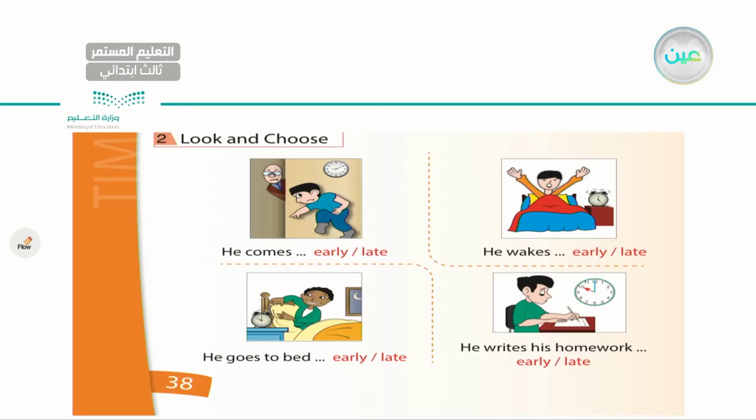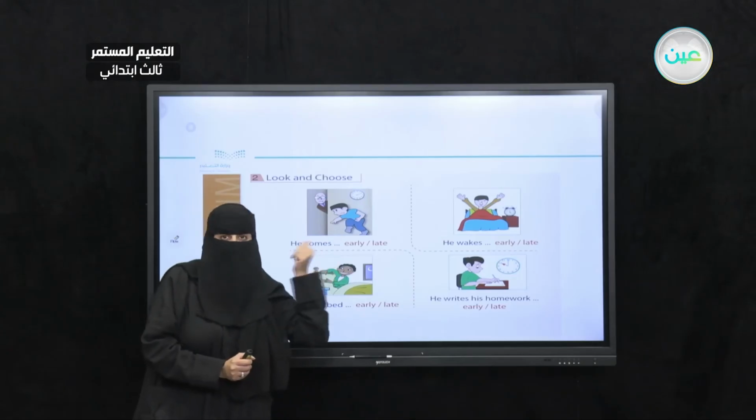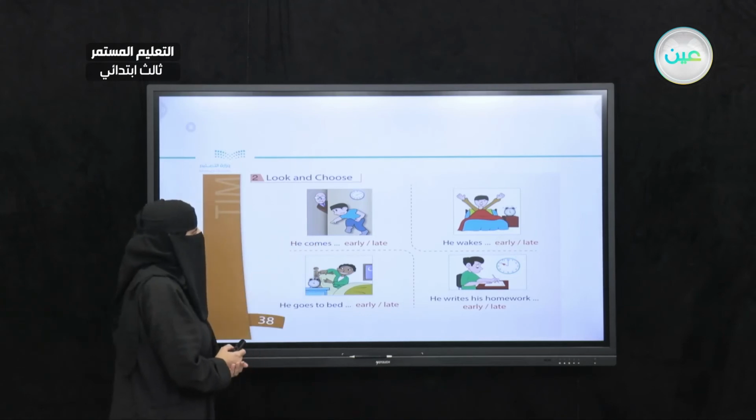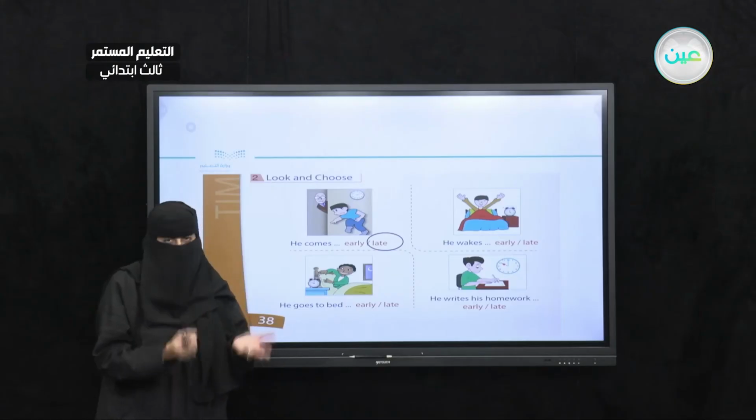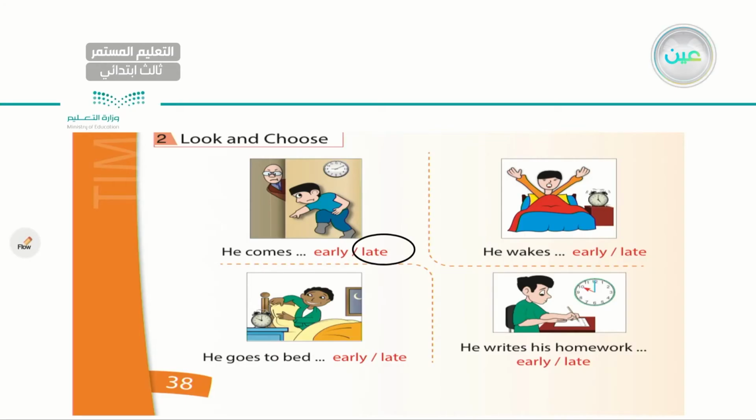He comes early, late. Look at the picture. We just have an exercise and we have a similar picture. He's trying to sneak into the class. He comes late. Very good. He comes late. Excellent, excellent. How about the next one? He goes to bed. The time is 10 p.m. So he goes to bed early. Very good. He goes to bed early.